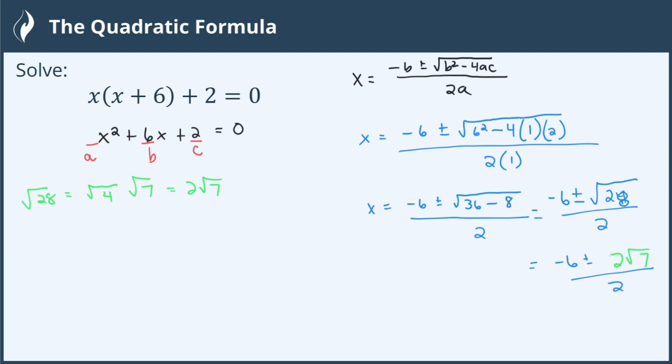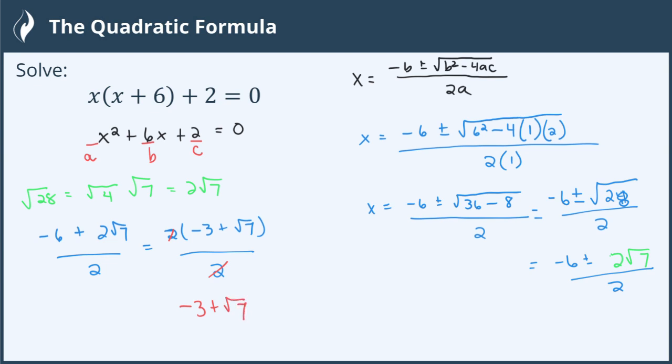Okay, so what I'm going to do is come over here to work. So we have negative 6 plus 2 times the square root of 7, over 2. I'm going to factor out a 2 on the top. So that's going to leave me with negative 3 plus the square root of 7, all over 2. And our 2's are going to cancel out. So our final answer is negative 3 plus the square root of 7 for that one.